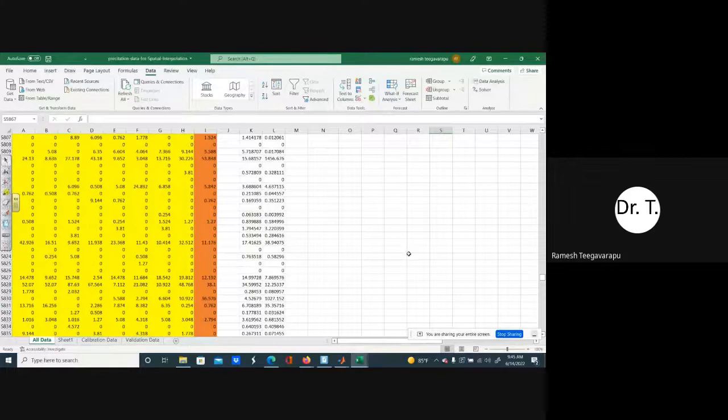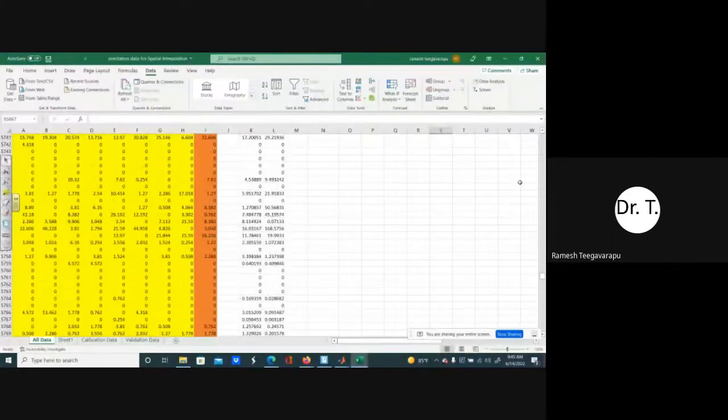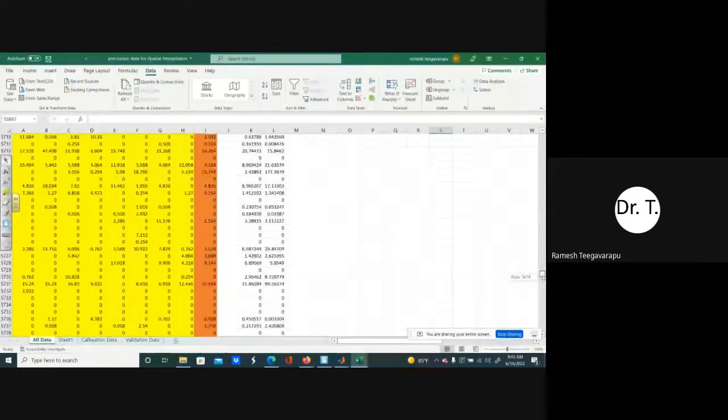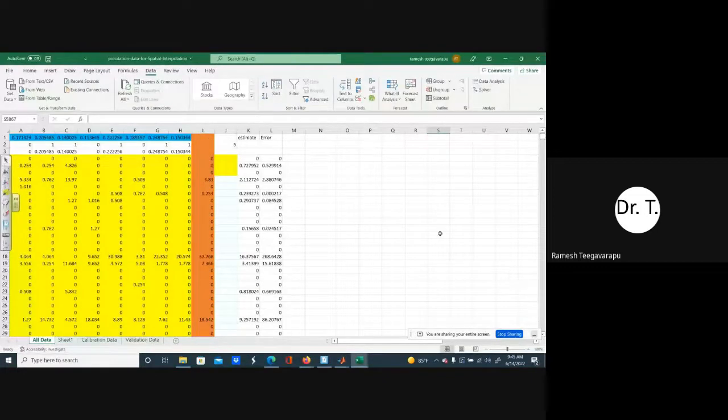So any questions or clarifications? You yourself can develop a neural network model pretty straightforwardly in Excel if you want to, but of course you have other tools to develop neural networks. Okay, is that good?